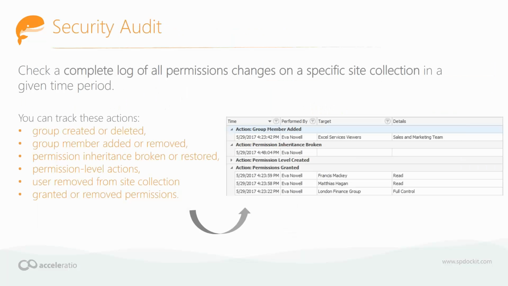Then we have a new security report. It's a security audit report which helps you to get a complete log of absolutely all permission changes on a specific site collection in a given time period. This report will show you about 13 actions. Then you will see the time when the action was performed, who performed it, the target, and some other details about it. So as you can see here, you will be able to track when a group was created or deleted, when a member was added or removed, and when there was a change in permission inheritance. You can check when a user was removed from the site collection, or when permissions were granted or removed.